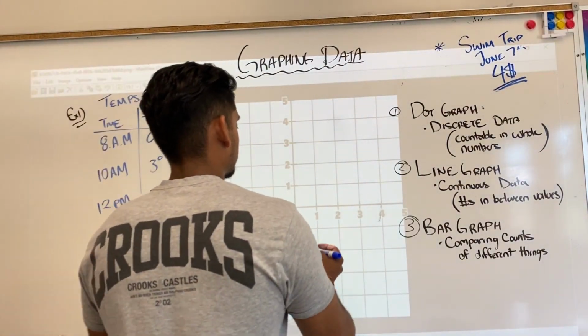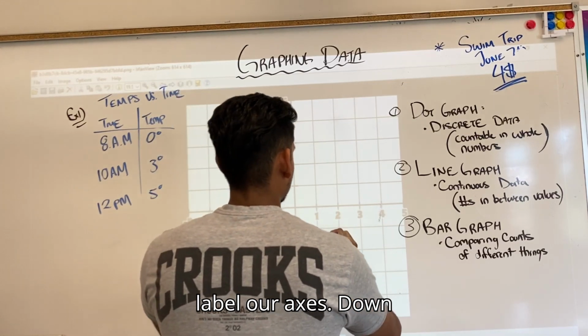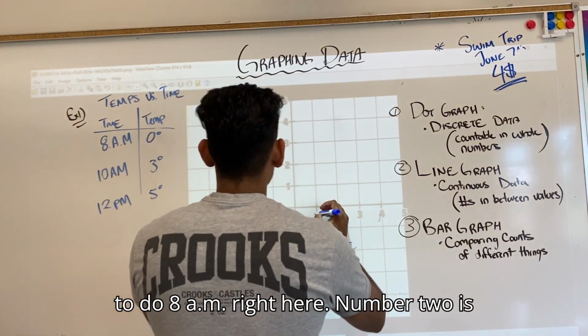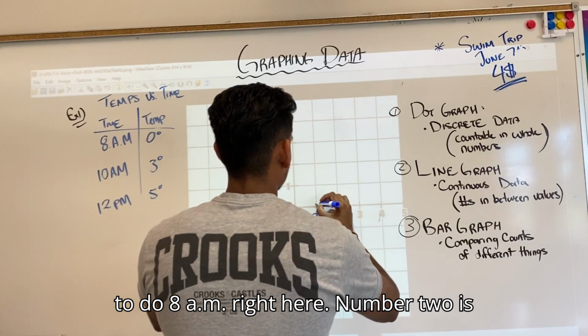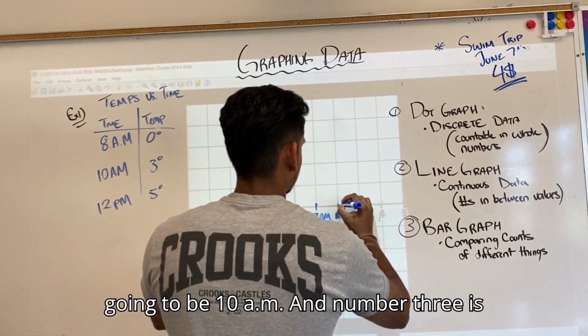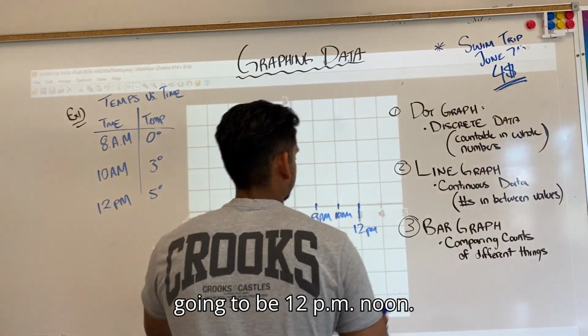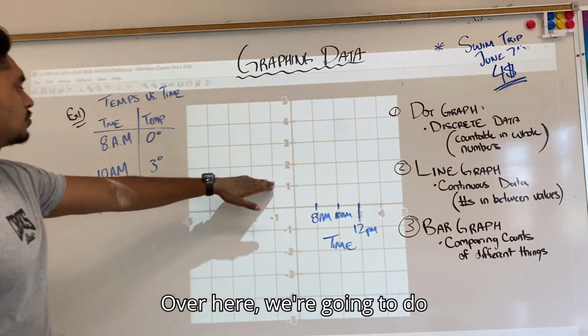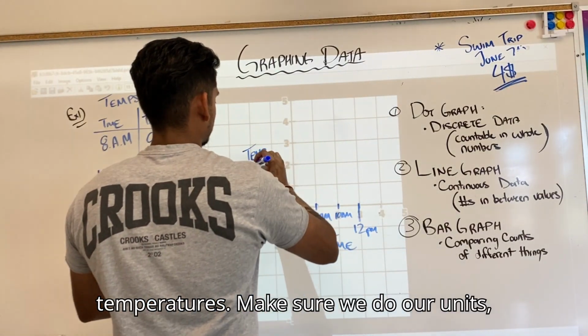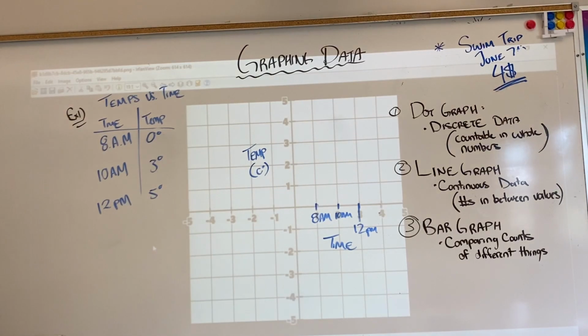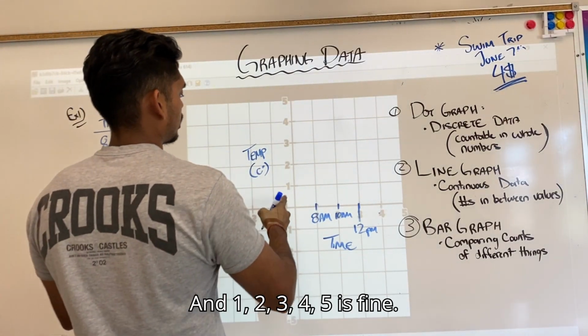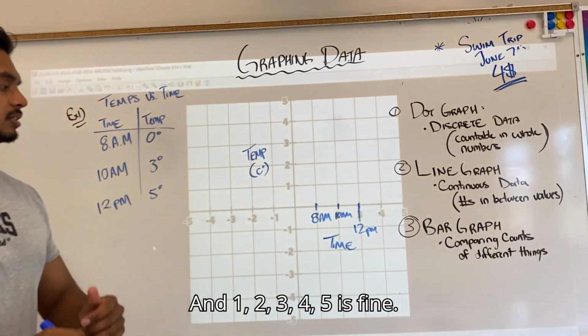Let's label our axes. Down here, I'm gonna do time. Okay, we're gonna do 8 a.m. right here. Number 2 is gonna be 10 a.m. And number 3 is going to be 12 p.m. Okay, noon. Right, over here we're gonna do temperatures. Make sure we do our units, so Celsius in Canada here. And 1, 2, 3, 4, 5 is fine.